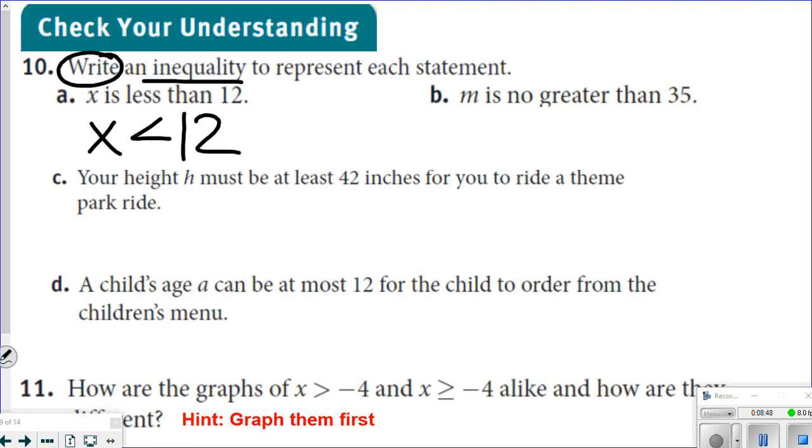Letter B, n is no greater than 35. Could n be equal to 35? Sure. Can n be greater than 35? No, so we need a less than symbol. n is less than or equal to 35.